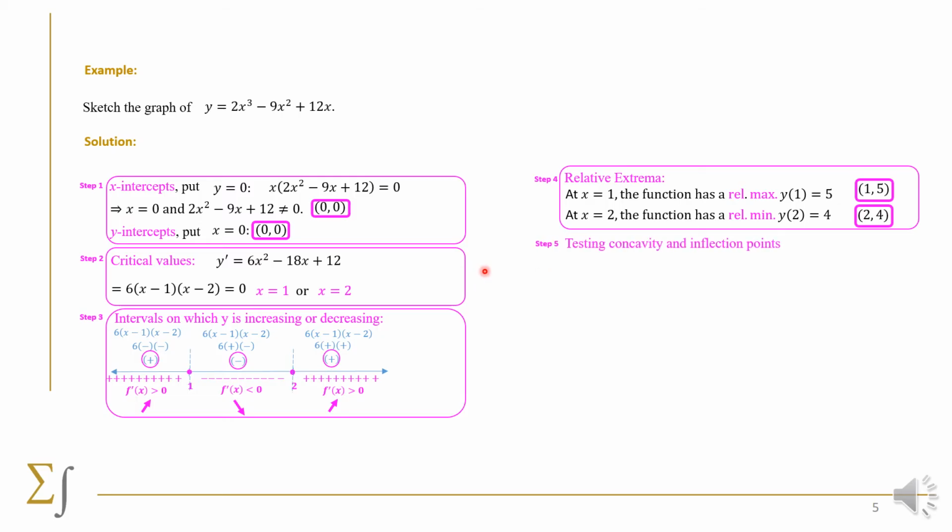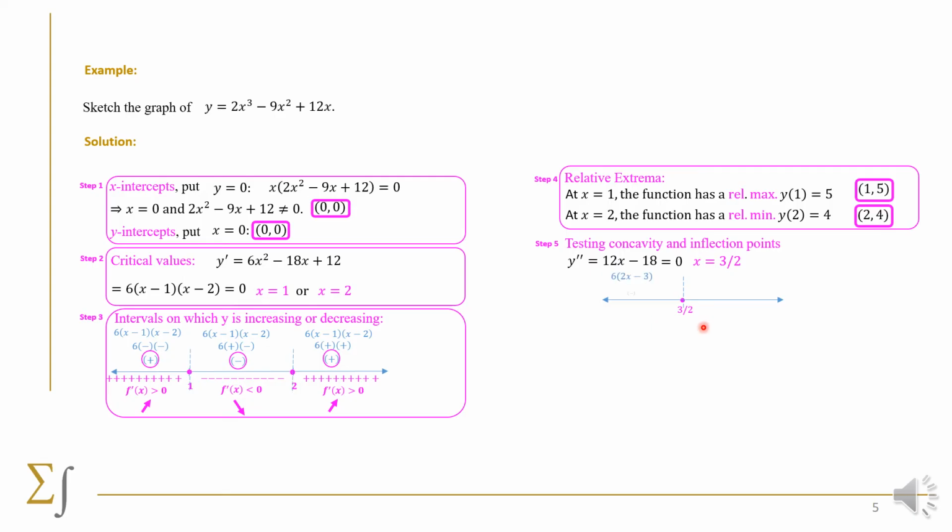Next, we move to study the concavity, test for concavity and inflection points. In order to study concavity, we differentiate y prime to get y double prime equals 12x minus 18. Put the second derivative equal to 0. Get the corresponding x. We have x equals 3 over 2. Take this 3 over 2 on the real line and study the concavity, meaning study the sign of the second derivative to the left and to the right of 1.5, which is 3 over 2.